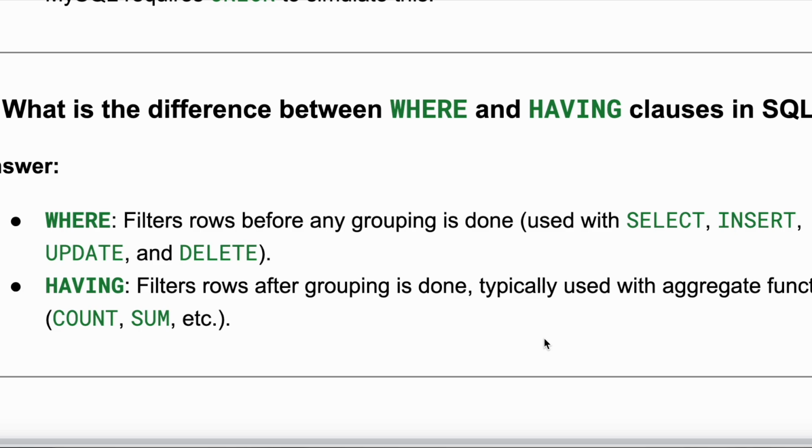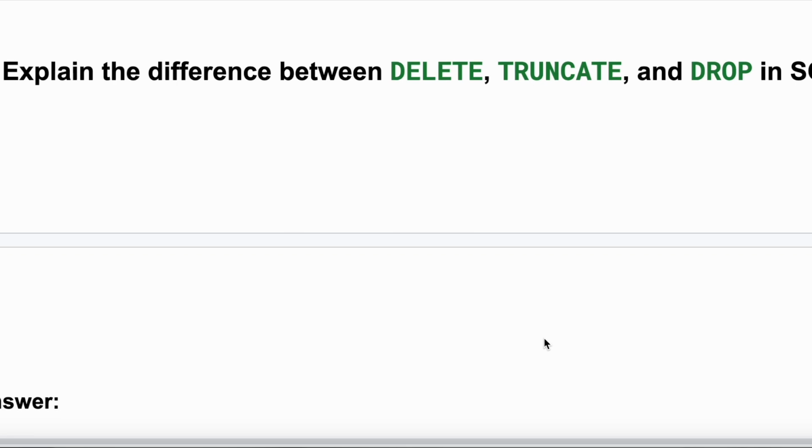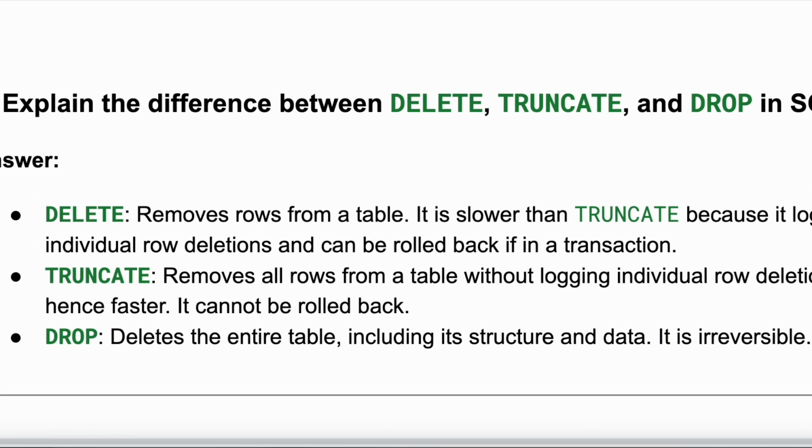So this was my second question. Now let's move on to the third question. The third question is, explain the difference between delete, truncate and drop in SQL. These are commands which are used for different purposes. Delete removes rows from a table, but it is slower than truncate because it logs individual row deletions and can be rolled back if in a transaction.